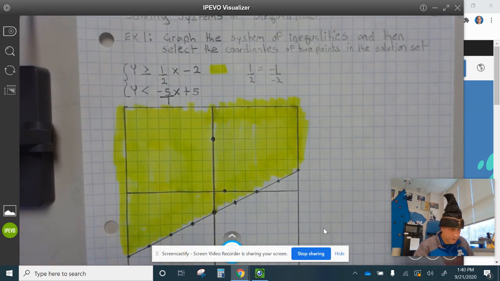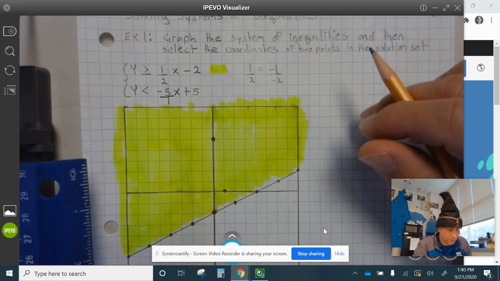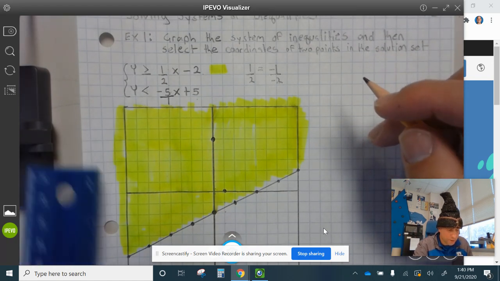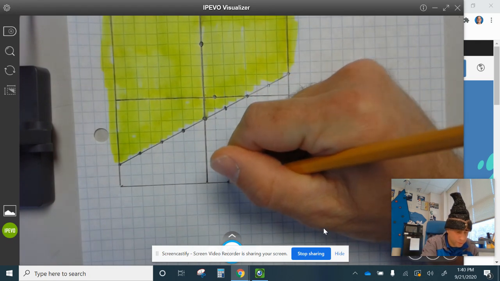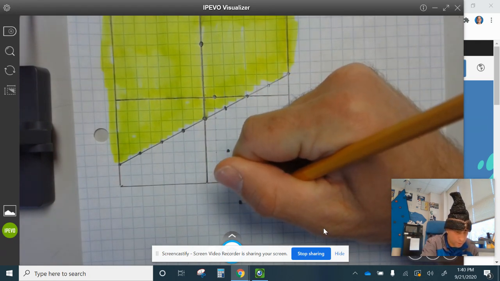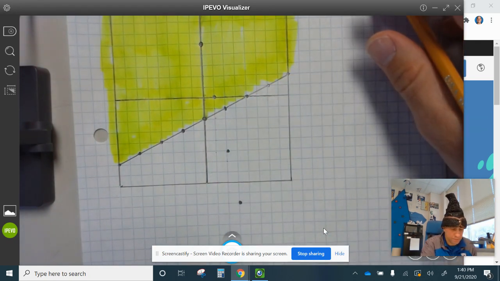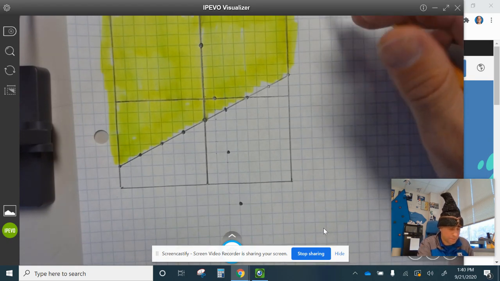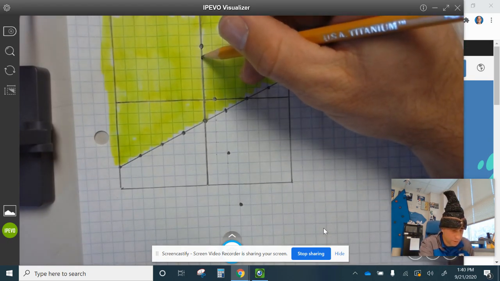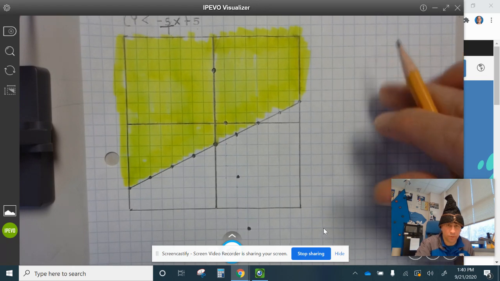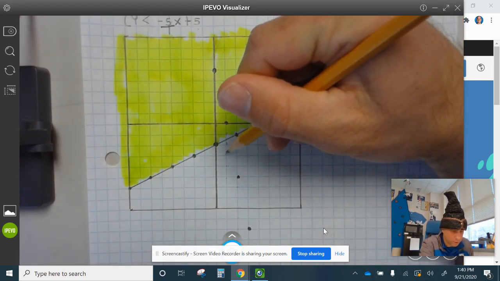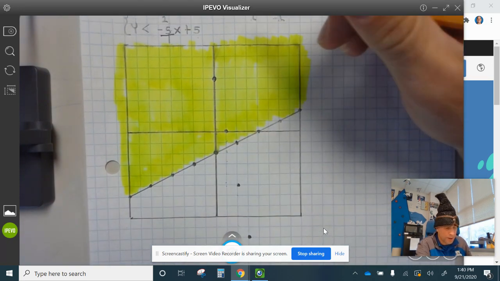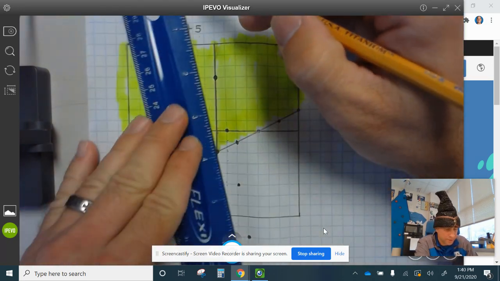I believe that's as many points as you can graph for that one. Actually, if you wanted to, you could go down 1, 2, 3, 4, 5 to the right 1 more. You want to double check when you're graphing to make sure your points are lined up. Now, there's no line under this one, so this is a dashed line.